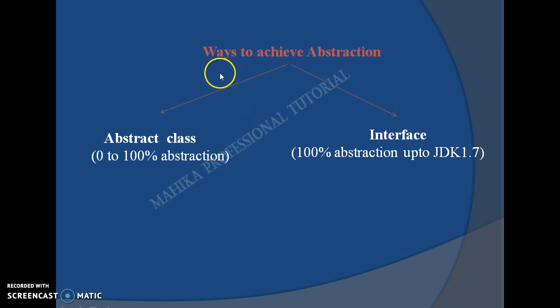Now in Java, there are two ways to achieve abstraction. One is using abstract class, second is using interface. If we use abstract class, then the degree of abstraction that can be achieved is 0 to 100%. Whereas in case of interfaces up to JDK 1.7, 100% abstraction was possible. But from JDK 1.8 onwards, concrete methods are also permitted in interfaces, which we will discuss later on in subsequent tutorials.